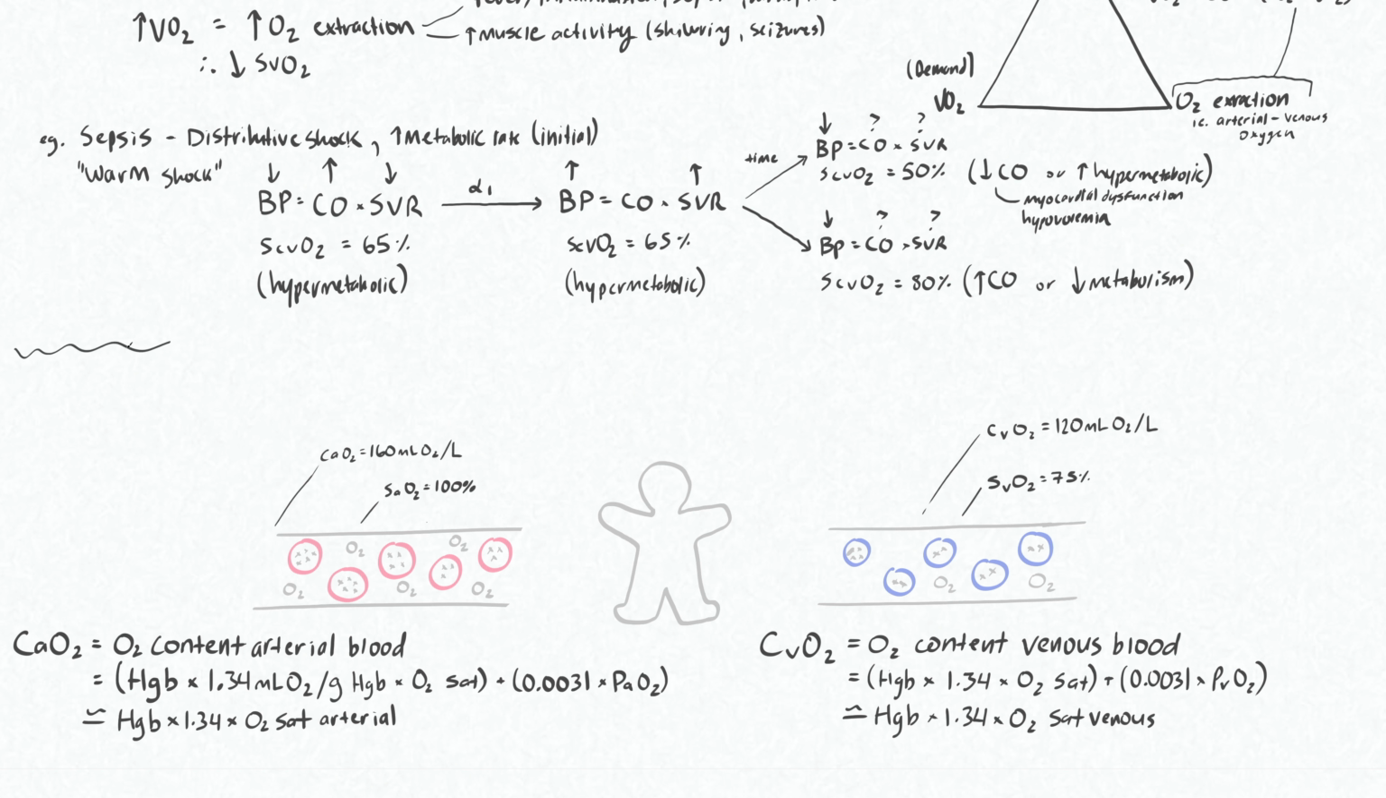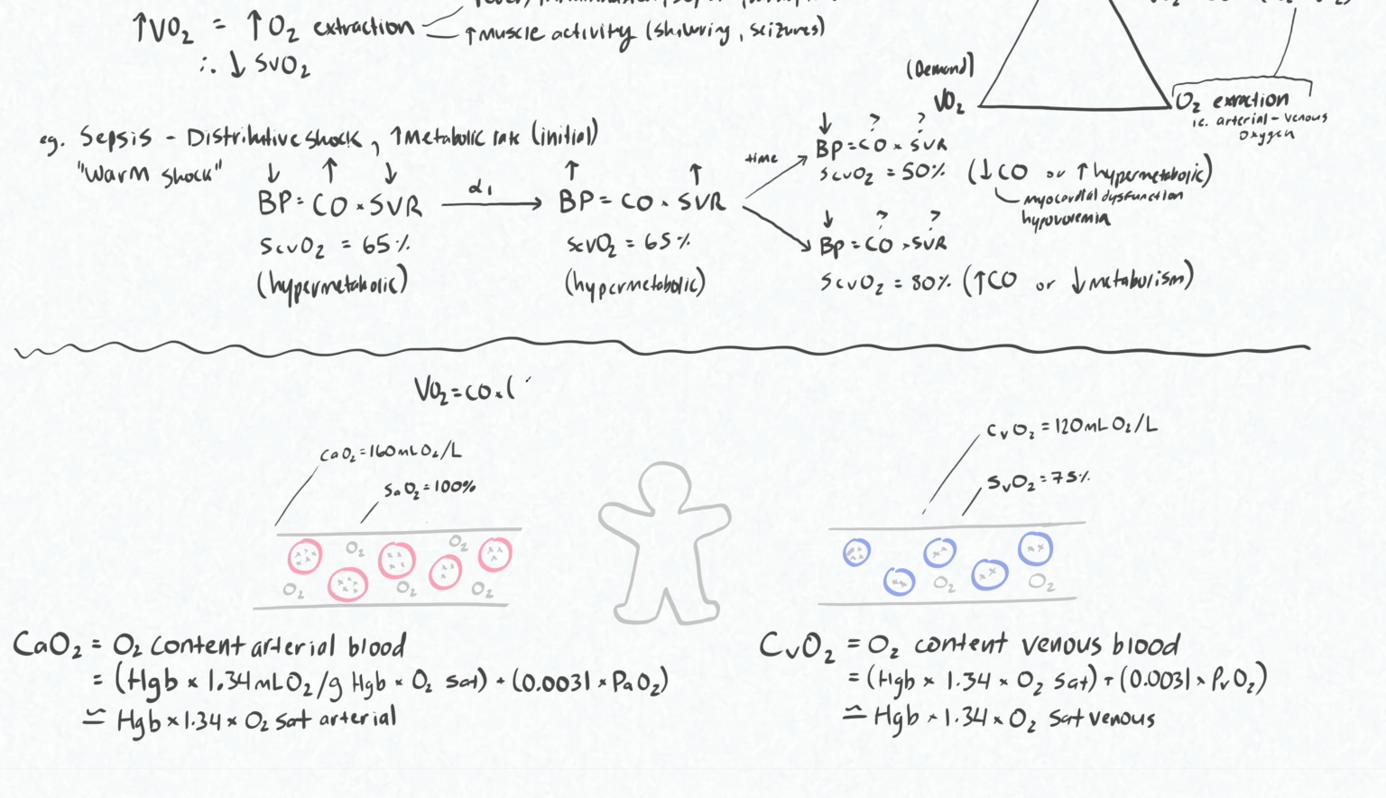I just want to blast through this last little bit, which is the calculation of VO2 using Fick's equation, just because you may at some point be asked what this equation is. So you may be asked to calculate either cardiac output or VO2. Here you're going to assume a cardiac output of 5 liters per minute.